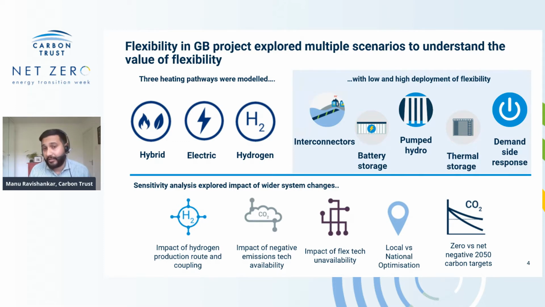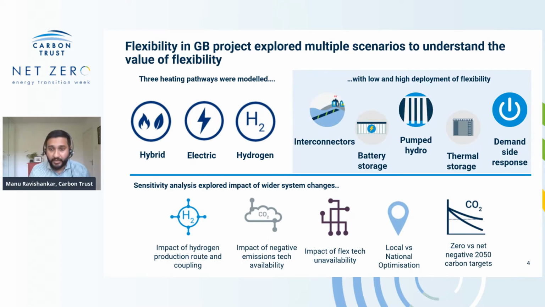As you can see, we have looked at a range of flexibility technologies. These include interconnectors, battery storage across different levels, so batteries in homes to batteries on the networks, pumped hydro plants, thermal storage, again, thermal storage sitting on district heating networks, and thermal storage in the form of hot water tanks sitting in buildings, and also demand side response, which itself constitutes several sources of flexibility and technologies, including smart appliances, flexibility from electric vehicles, both V1G, that is smart charging, and V2G, where electricity can be passed from the vehicle into the system.